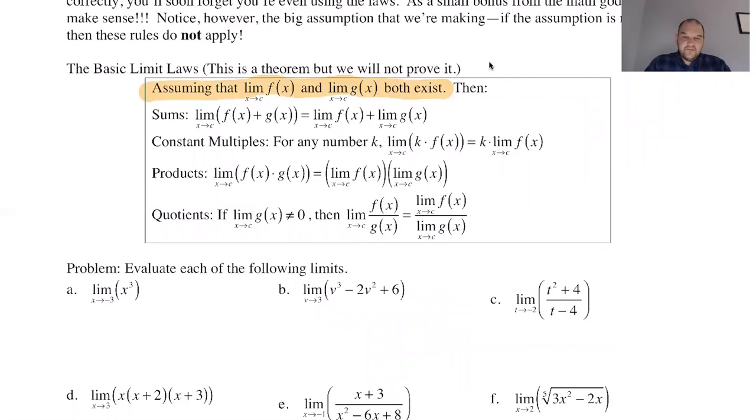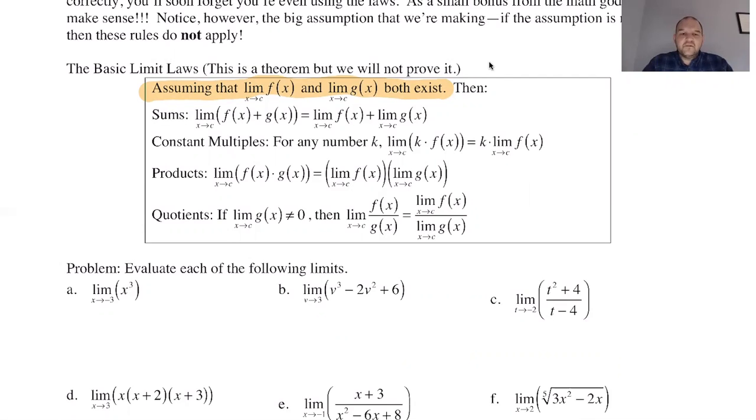For any number k, any real number k, the limit of a constant multiple times the function is the constant multiple times the limit. So the limit of a constant multiple is a constant multiple times the limit. That just means you can factor out a number if you need to, which I do kind of frequently, especially with fractions when they're in the way.